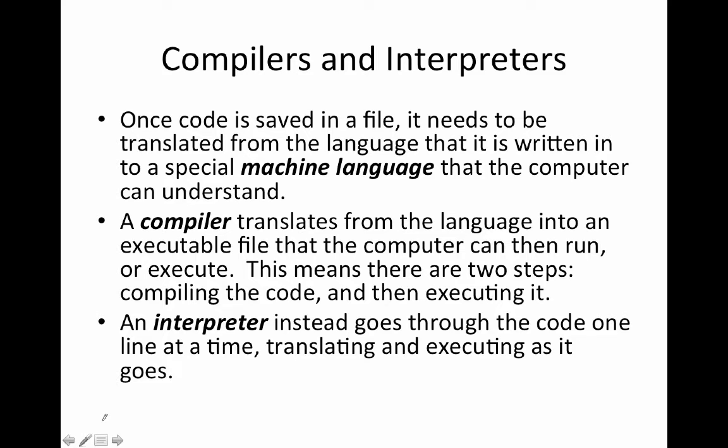Once code is saved in a file, it needs to be translated from the language that it's written in to a special machine language that the computer can understand. What a compiler does is it translates from the language into what is called an executable file that the computer can then run or execute. So again, we create an executable file. This means that there are actually two steps: compiling the code and then executing it. An interpreter, on the other hand, goes through the code one line at a time, translating and executing as it goes.